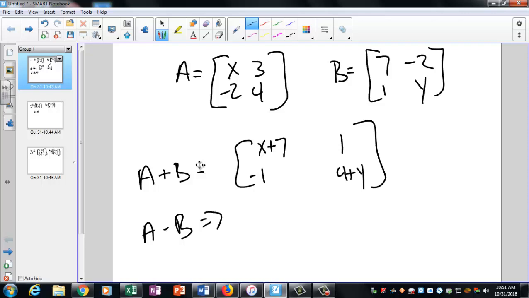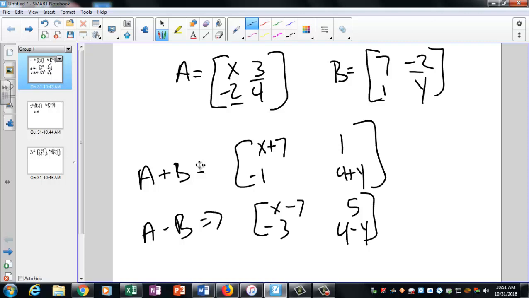All right. A minus B would be x minus 7, 3 minus negative 2. 3 minus negative 2 would be 3 plus 2, which is 5. Negative 2 minus 1 is negative 3. And 4 minus y. Those two should be pretty straightforward.